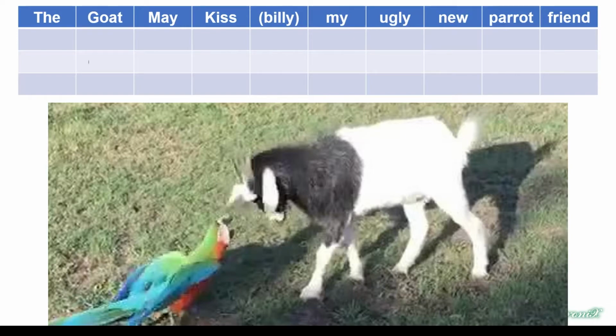Now, there's always at least one student in all of my classes that has figured out what I'm doing here. What is the method to my madness? Well, a hint to the method of my madness is in the next row to write down the first letter of each one of those words. So here we go. T-G-M-K. Remember, these are all uppercase letters. B, in parentheses, M-U-N-P-F.